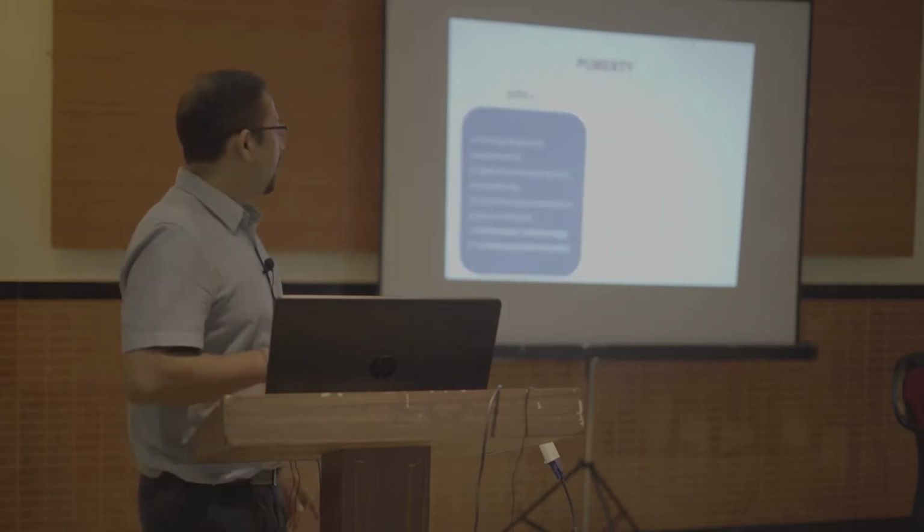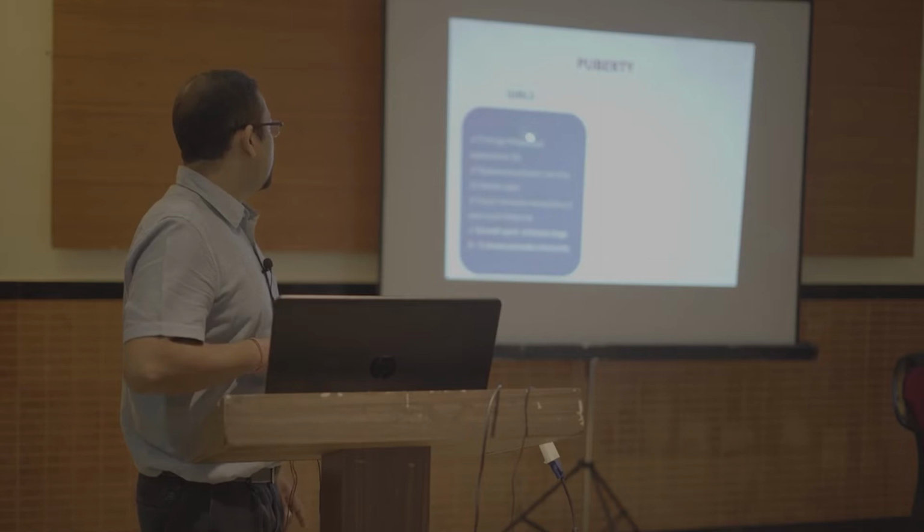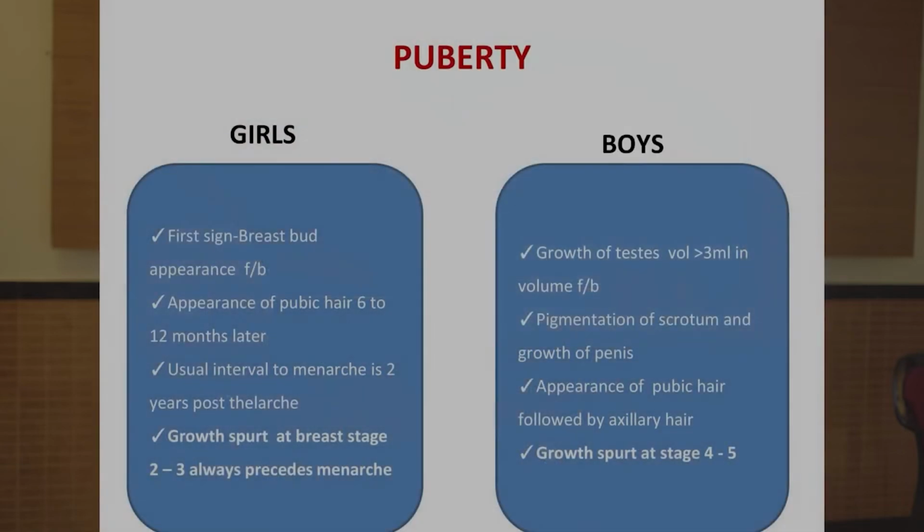So, in puberty, what are the characteristic features? Thelarche, the breast bud appearance, is the first sign of puberty, and appearance of pubic hair follows 6 to 12 months later. Then, usually, the interval to menarche after the first sign of puberty is around 2 years, and in between there is a growth spurt which usually occurs at stage 2 and 3.